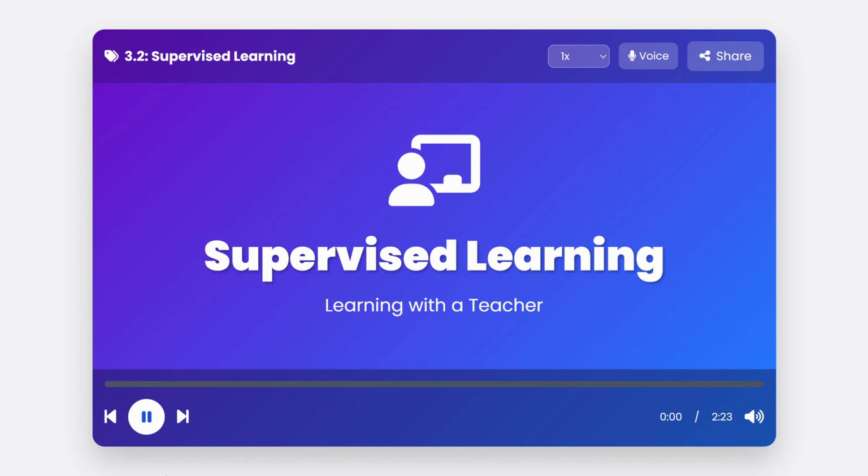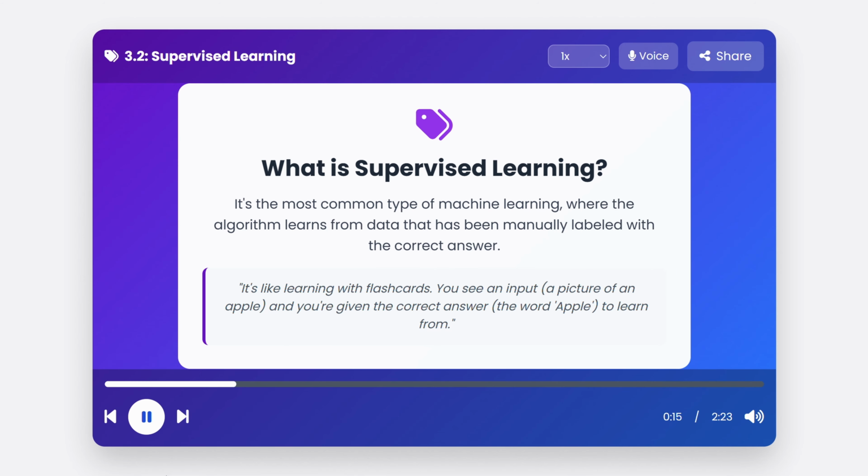In our last lesson, we defined machine learning. Now, we're going to dive into its most common and powerful form, supervised learning. So, what is supervised learning? The best analogy is to think of it as learning with a teacher, or with a set of flashcards. The algorithm is given a huge dataset of examples, but critically, each example is labeled with the correct answer. The goal is for the machine to learn the relationship between the inputs and their corresponding correct outputs.